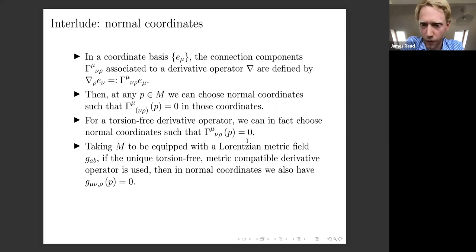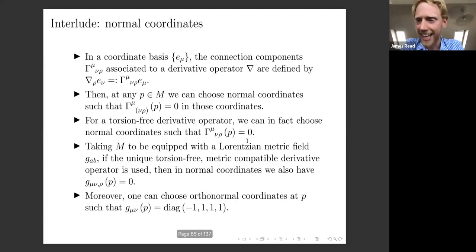Now, if I take that manifold to be equipped with a Lorentzian metric field, and I use the unique torsion-free compatible derivative operator, then in normal coordinates at P, the first derivatives of the metric will vanish. And then I can choose a subset of the normal coordinates, the confusingly termed orthonormal normal coordinates, where the metric field diagonalizes and looks like the Minkowski metric at a point. Okay, good. So you can already see how this is suggesting something to do with the local validity of special relativity insofar as I'm getting something at a point which looks like the Minkowski metric.